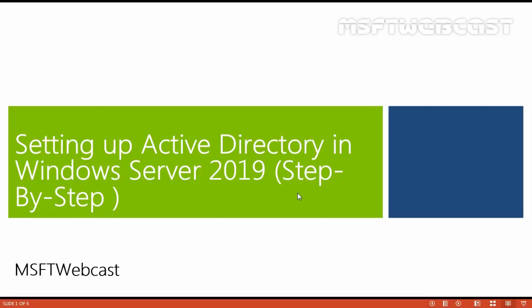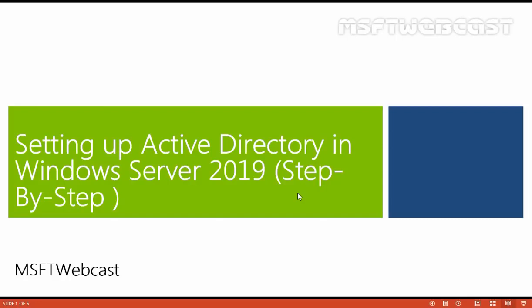This is a step-by-step guide on how to set up Active Directory in Windows Server 2019. In this video, we will see the process of implementing a new forest for an Active Directory environment using Windows Server 2019. This will be done initially by installing the Active Directory domain service role and then by promoting the server to be the first domain controller for a new forest. At the same time, we will also install the DNS server role to use Active Directory integrated DNS zones.